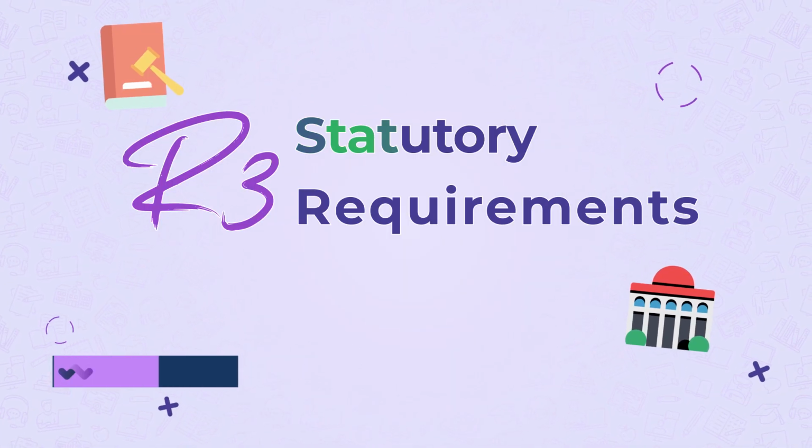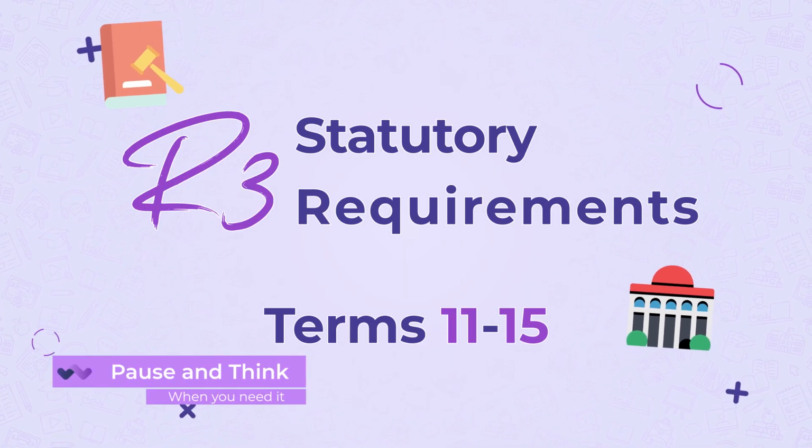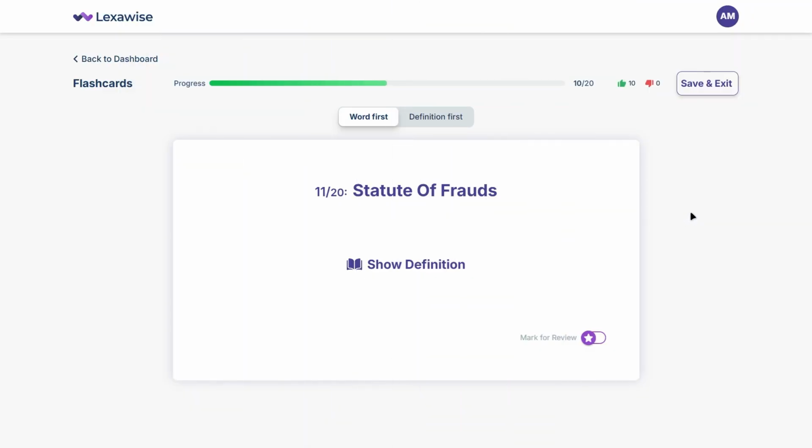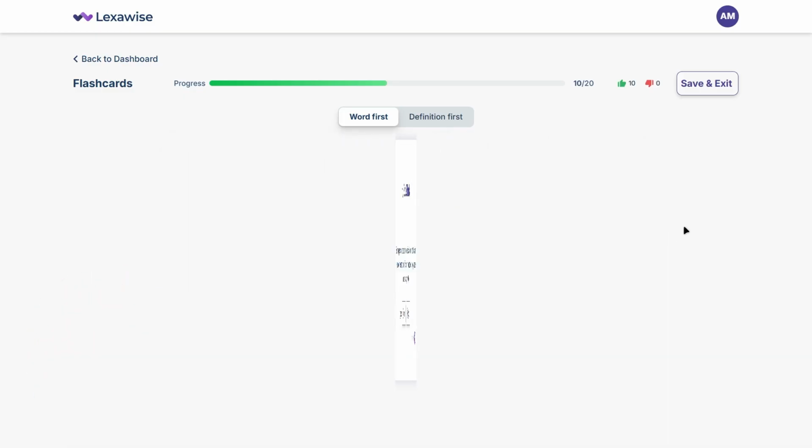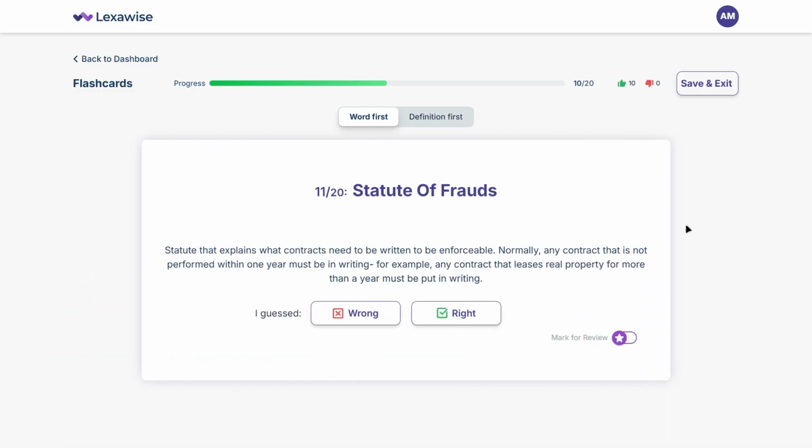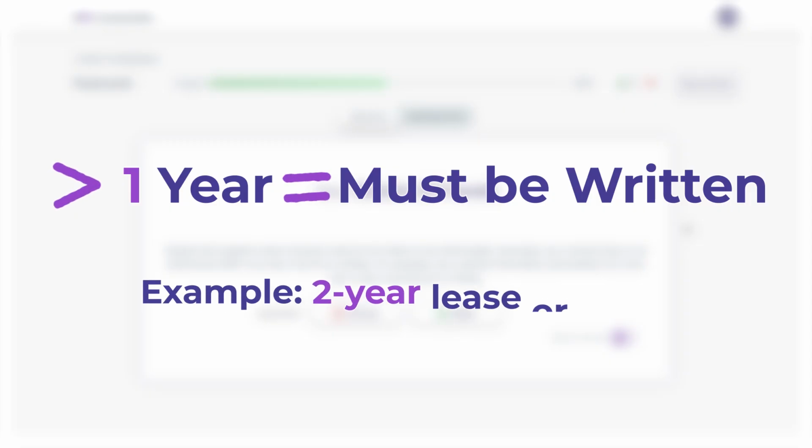Round 3. Statutory requirements. Statute of frauds. This statute determines what must be in writing. Can you explain which contracts fall under it? Statute of frauds. Statute that explains what contracts need to be written to be enforceable. Normally, any contract that is not performed within 1 year must be in writing. For example, any contract that leases real property for more than a year must be put in writing.